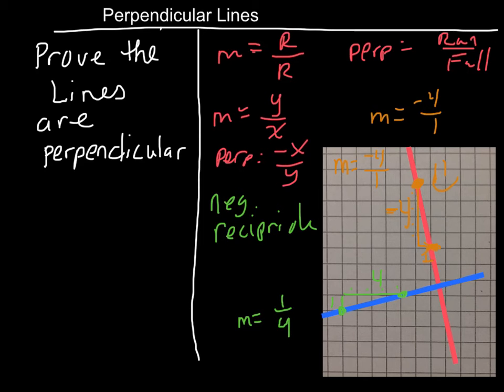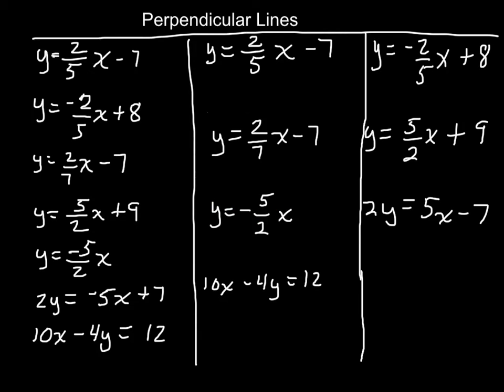All right, take a look at some equations. Here we go. We've got a bunch of equations, and just like on the last one, we're going to use this one as our main one. So here, the only thing I care about is my slope is equal to 2/5. So what I am looking for are slopes that are the negative reciprocal.